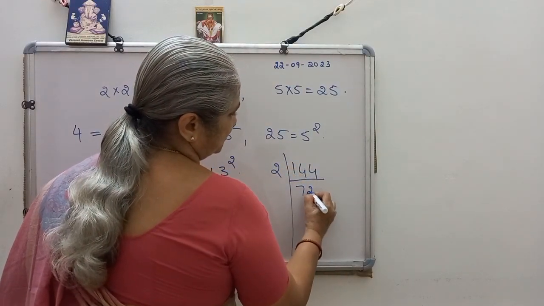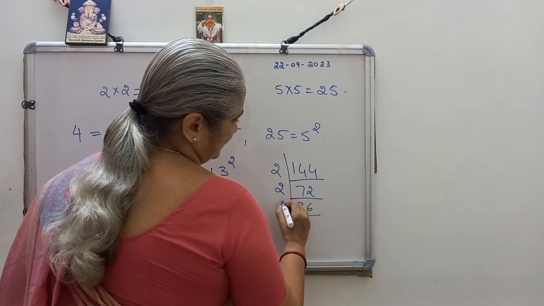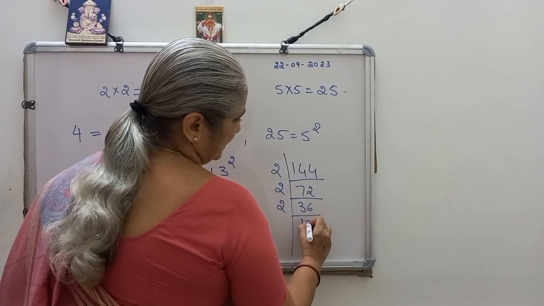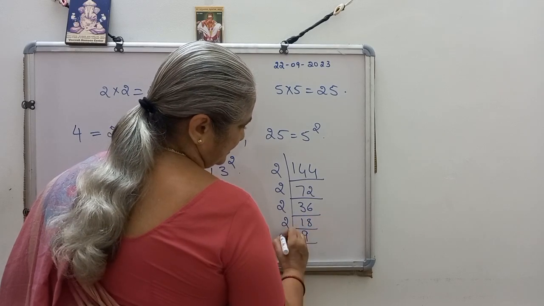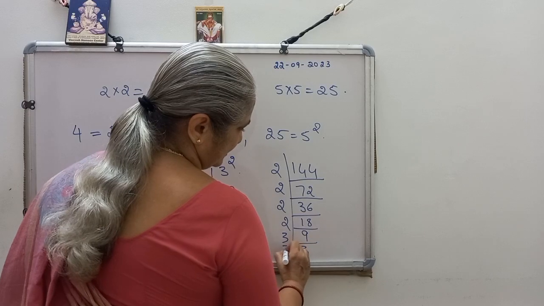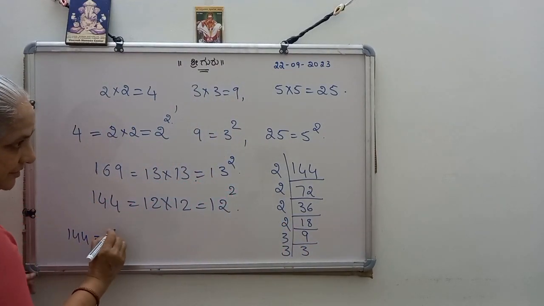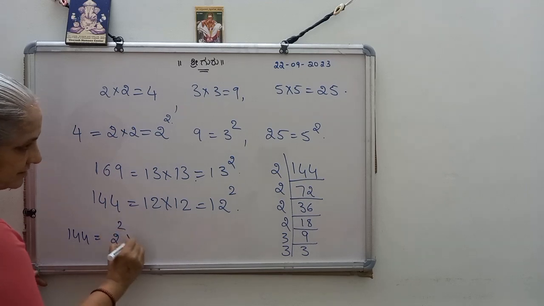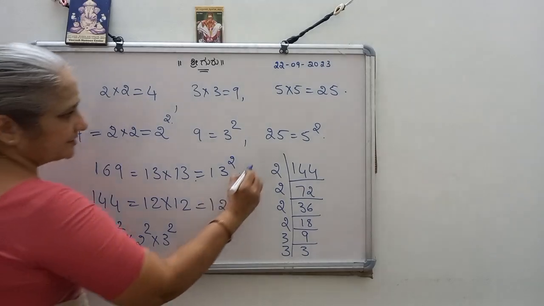2 twos are 4, 2 sixes are 12, 2 threes are 6, 2 ones are 2, 2 eights are 16, 2 nines are 18, 3 threes are 9. So here 144 is equal to 2 square into 2 square into 3 square.